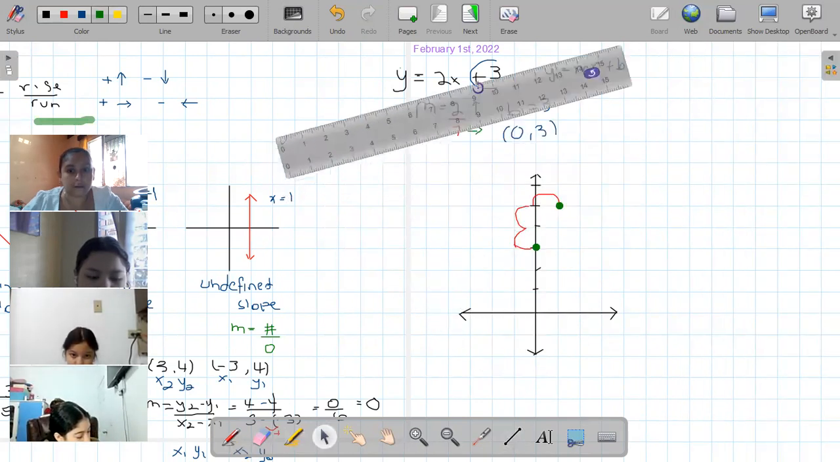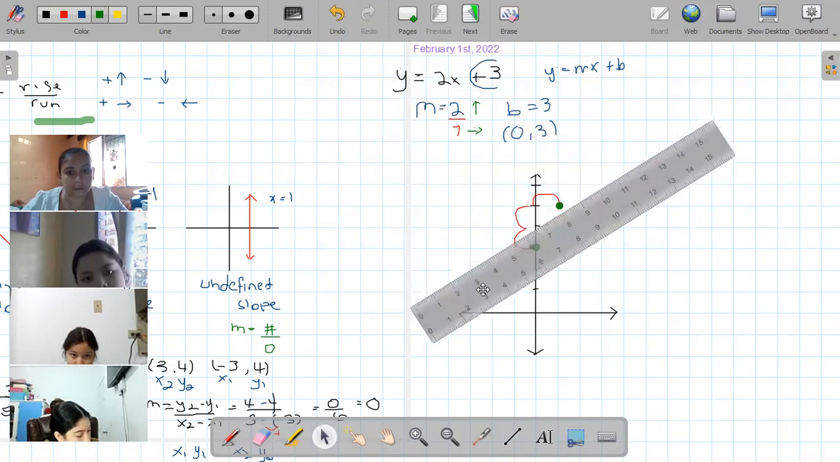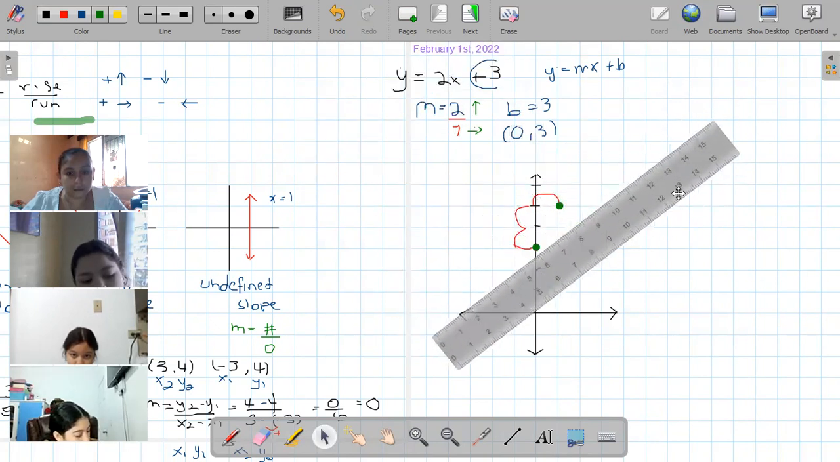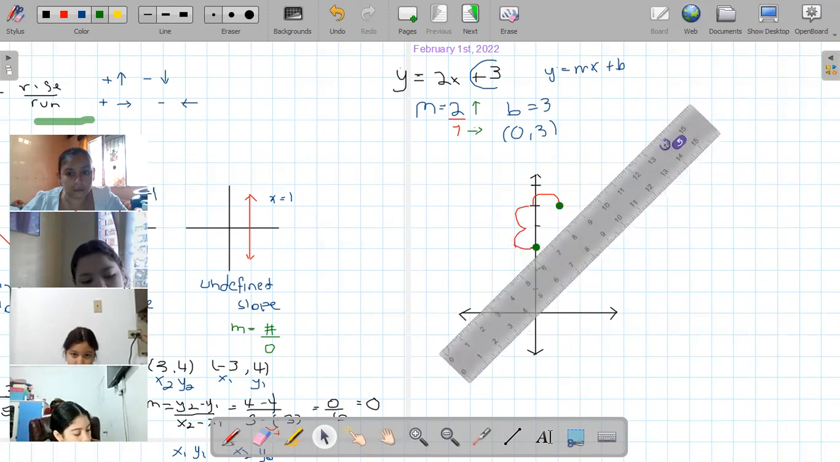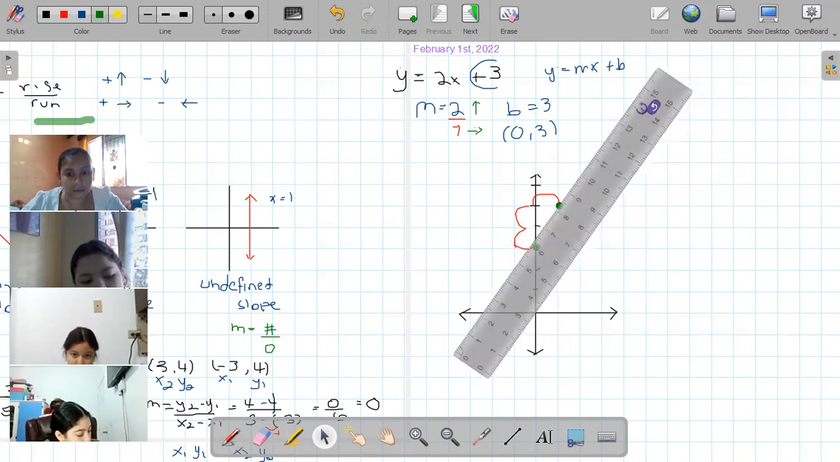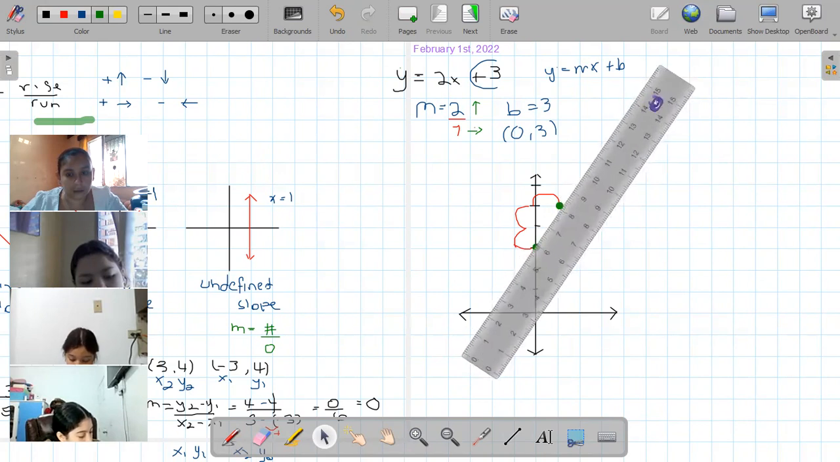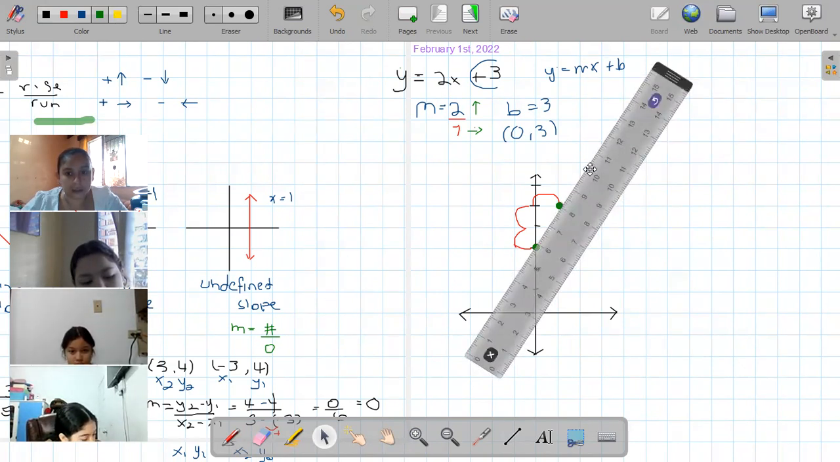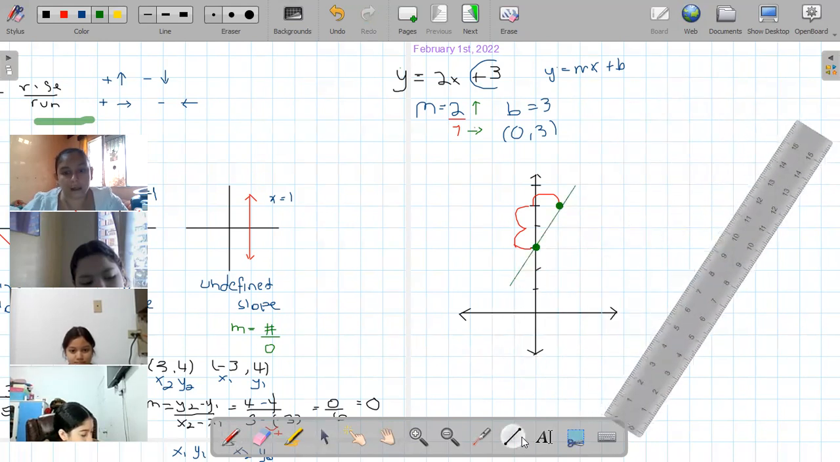So let's use a ruler. It is easier when you actually have the ruler, okay? So I'm going to pass a line, crossing those 2 points using my ruler. That's my line. I draw my arrowheads, and that is the line that you get using the slope and the intercept only.